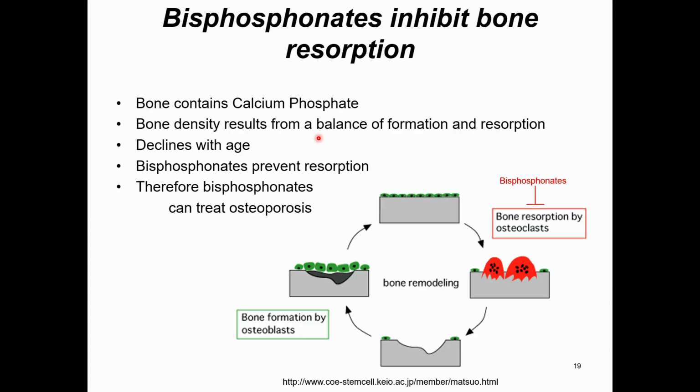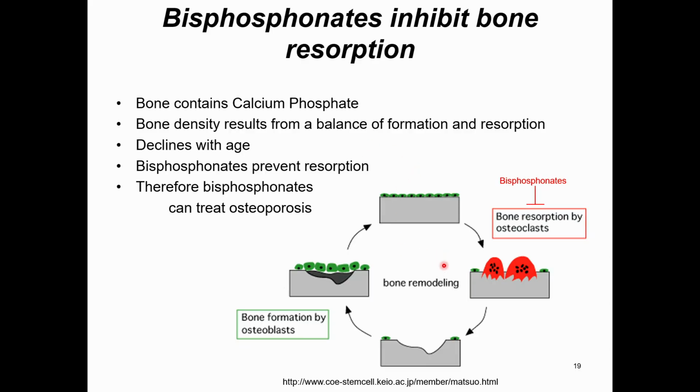In elderly people, they can experience osteoporosis. And that means that basically that balance of making new bone, replacing bone, and destroying bone is out of whack, and you lose bone. So bone contains calcium phosphate. It's basically made out of calcium phosphate. And bone density itself comes from the balance of formation and resorption. And this balance can kind of get out of whack with age.